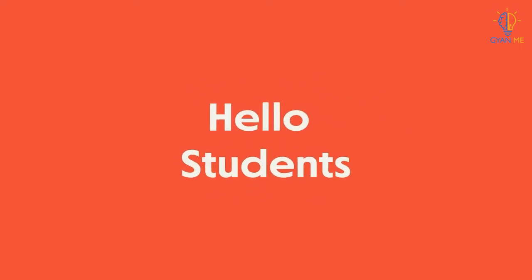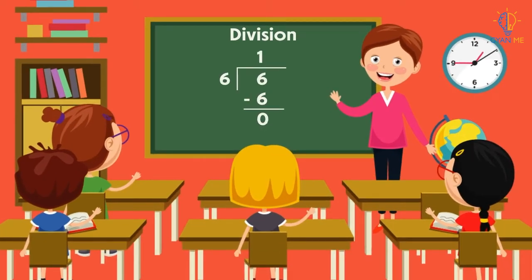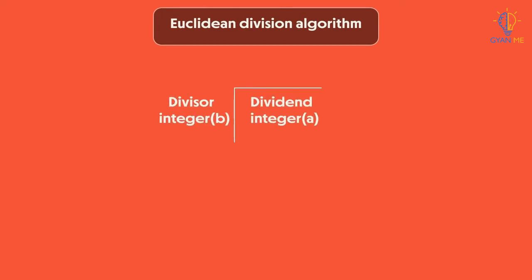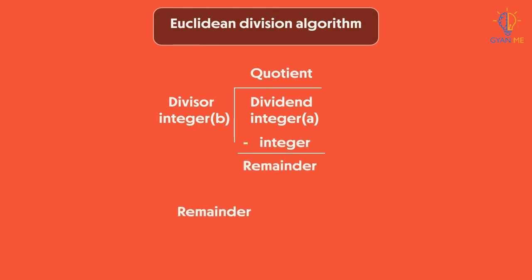Hello students, today we will learn how to divide. Surprised? We all know about the division algorithm in numbers, called the Euclidean Division algorithm. In arithmetic, Euclidean division or division with remainder is the process of dividing one integer by another in a way that it produces a quotient and a remainder smaller than the divisor.